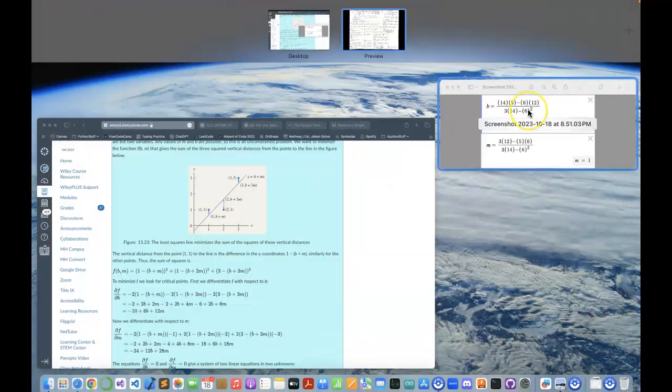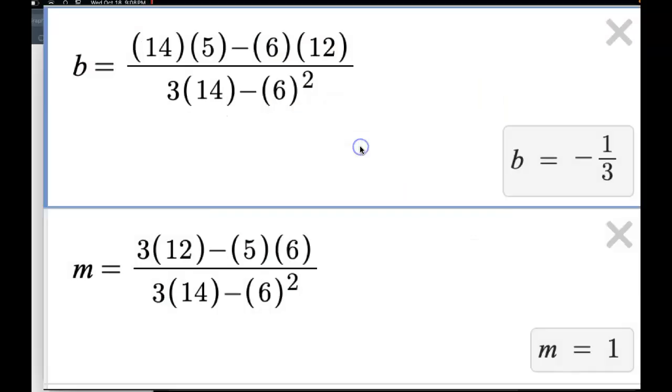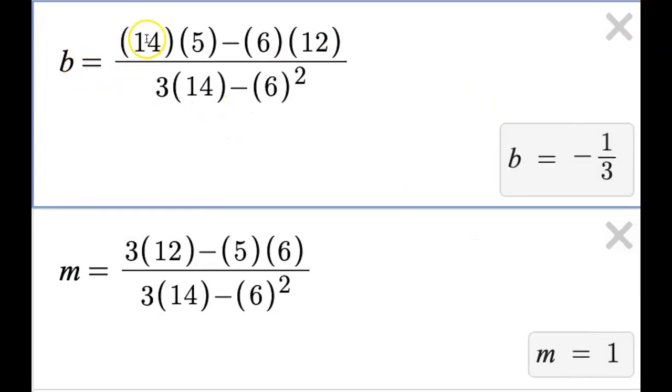After evaluating b and m, I discovered that the least squares line is y equals x minus 1/3. And just to show you the calculation, it was this here. It was just Desmos. I just plugged in those terms in their respective places, ended up with b equals minus 1/3 and m equals 1.